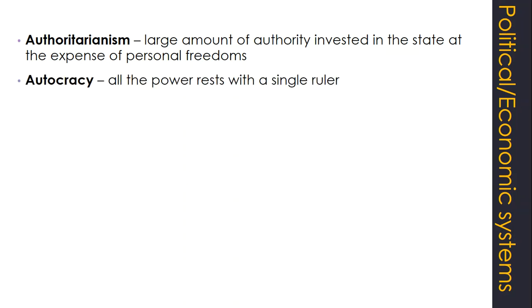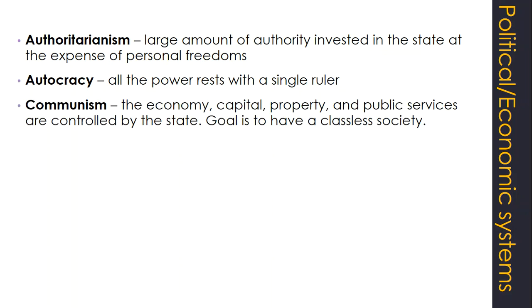The next is an autocracy where all the power rests with a single ruler. So we can think about North Korea as an example there. Communism, which was also the case with the USSR, is where the economy, capital, property, and public services are controlled by the state. And so the goal of communism, which failed under the USSR, was to have a classless society.